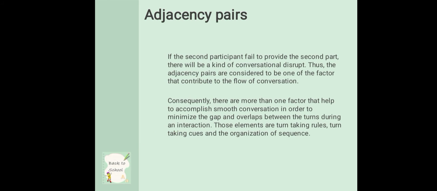If the second participant fails to provide the second part, there will be a kind of conversational disruption. Thus, adjacency pairs are considered to be one of the factors that contribute to the flow of conversation. Consequently, there is more than one factor that helps to accomplish smooth conversation in order to minimize the gap and overlap between turns during an interaction. Those elements are turn-taking rules, turn-taking cues, and the organization of sequence.